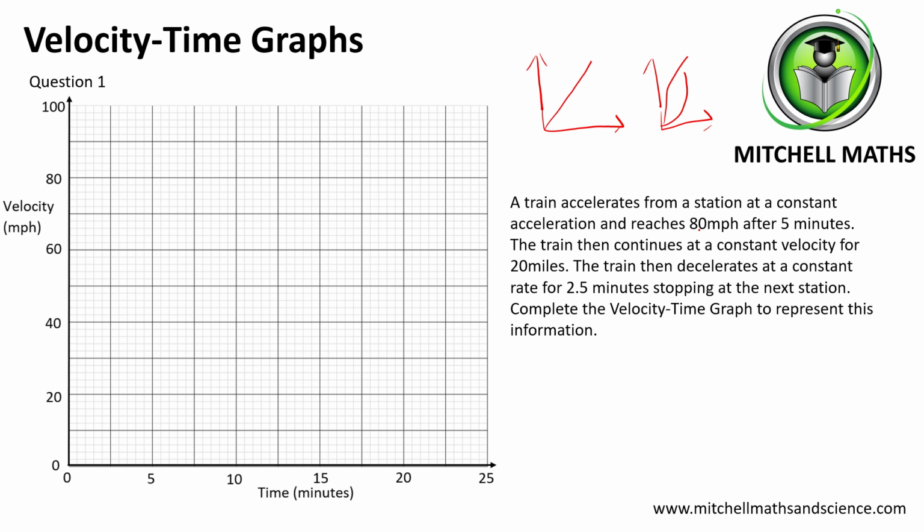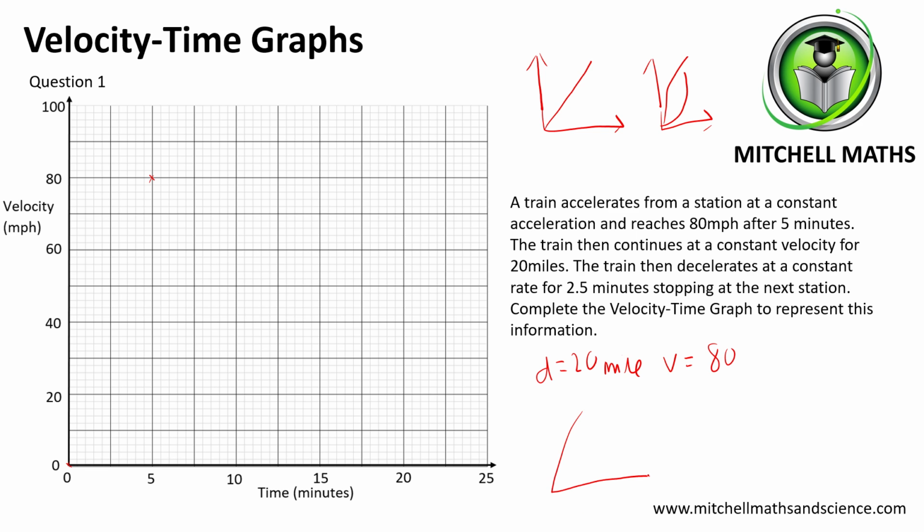It tells us that the train reaches 80 miles per hour after 5 minutes. So if we go to our x-axis to 5 minutes and go up to 80, we're going to have a straight line from 0 to 80. The next part tells us the train continues at a constant velocity for 20 miles. So we've got a distance of 20 miles, and the train is travelling at a velocity of 80.